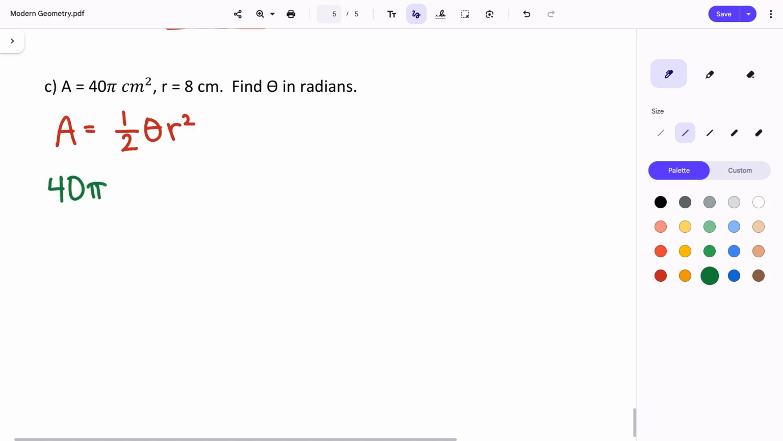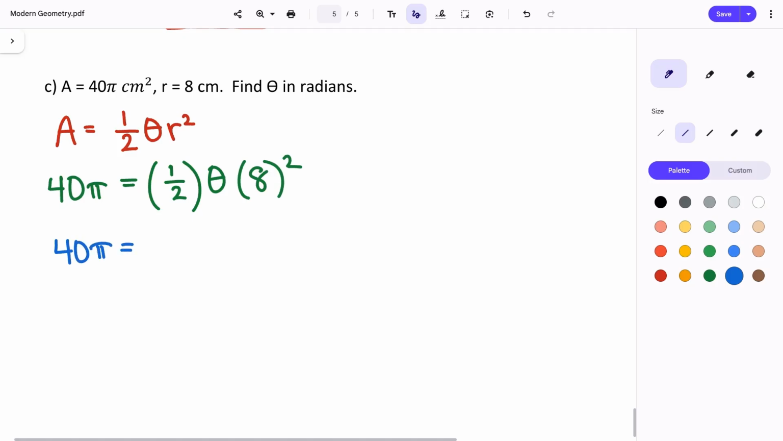Good, 40 pi can go in for the capital A. We've got the 1/2 still. What else can we plug in? Good, nothing for theta. And in for r, you can put 8. So it kind of looks like that. Okay, let's go ahead and clean this up a little bit. So I've got 40 pi.